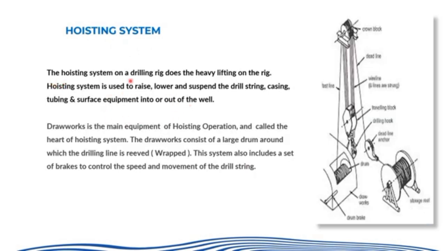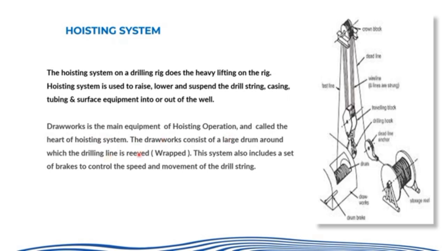The hoisting system on a drilling rig does the heavy lifting on the rig. The hoisting system is used to raise, lower, and suspend the drill string, casing, tubing, and surface equipment into and out of the wellbore. The draw works is the main equipment of the hoisting operation, and it is called the heart of the hoisting system.